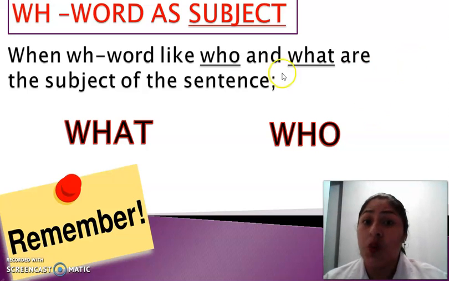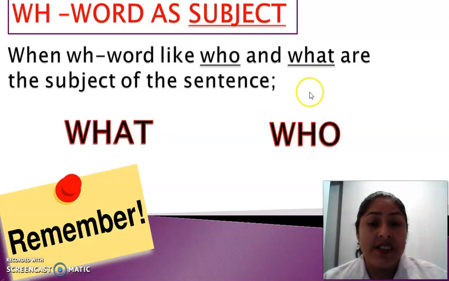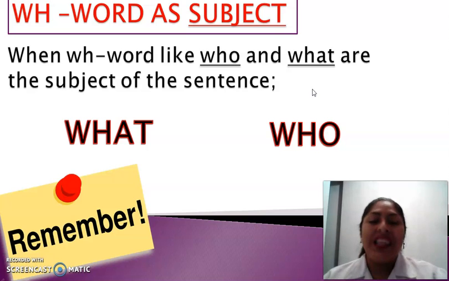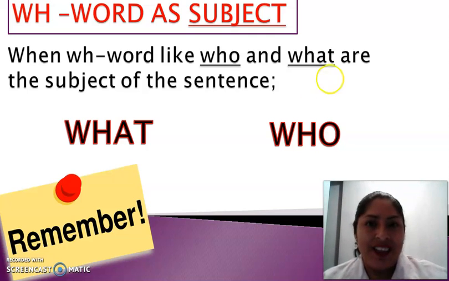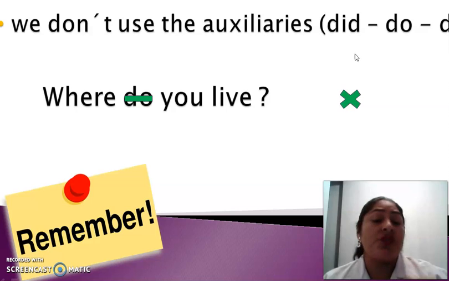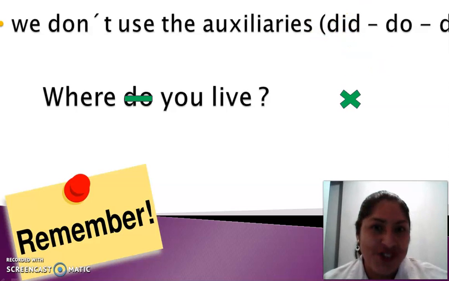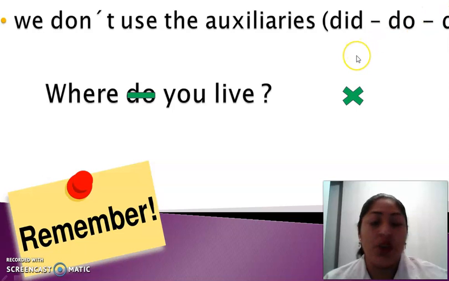So when WH words like what and who are the subject of the sentences, remember, in this part we have the questions, but we don't need more information. We need the subject. Okay, let's see. For example, we don't use auxiliaries. You don't use auxiliary did, do, or maybe does. We mustn't use auxiliaries.